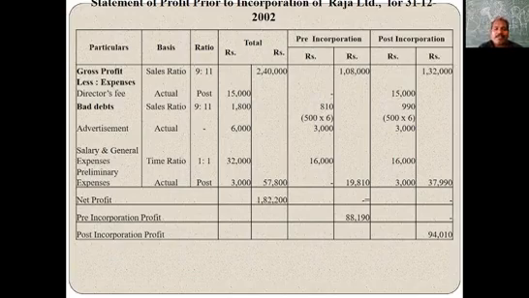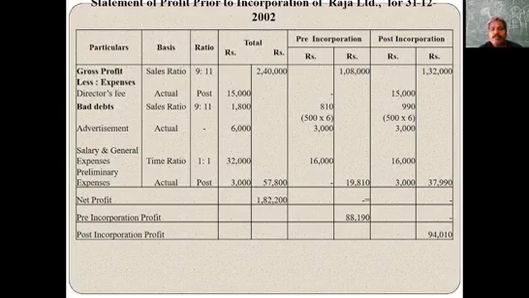Then salaries and general expenses. According to time ratio, it should be allocated. Time ratio is 1 is to 1. The total amount is 32,000, allocated on 1 is to 1 ratio, 16,000, 16,000. Then followed by preliminary expenses. It's also allocated only to post incorporation. So total amount is 3,000. You should put nil in pre-incorporation and rupees 3,000 in post-incorporation. So add all the expenses in pre-incorporation and post-incorporation durations. The total values should be posted on the outer column.